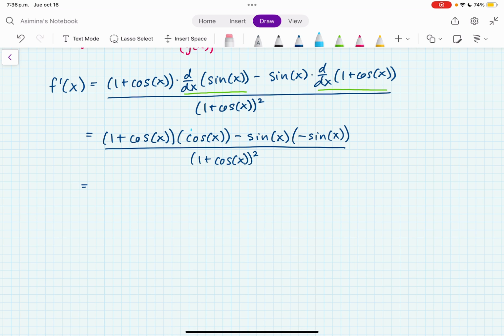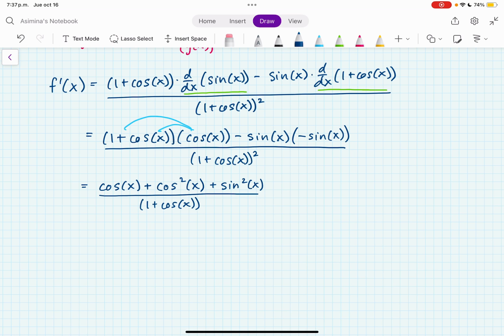So distributing cosine to 1 and cosine, I get cosine of x plus cosine squared x. Now I have minus sine x times minus sine x, so that's plus sine squared x. And now I guess I could multiply out the denominator. So what do I get? Actually, I'll just leave the denominator as such for now, because we're going to get some simplification.